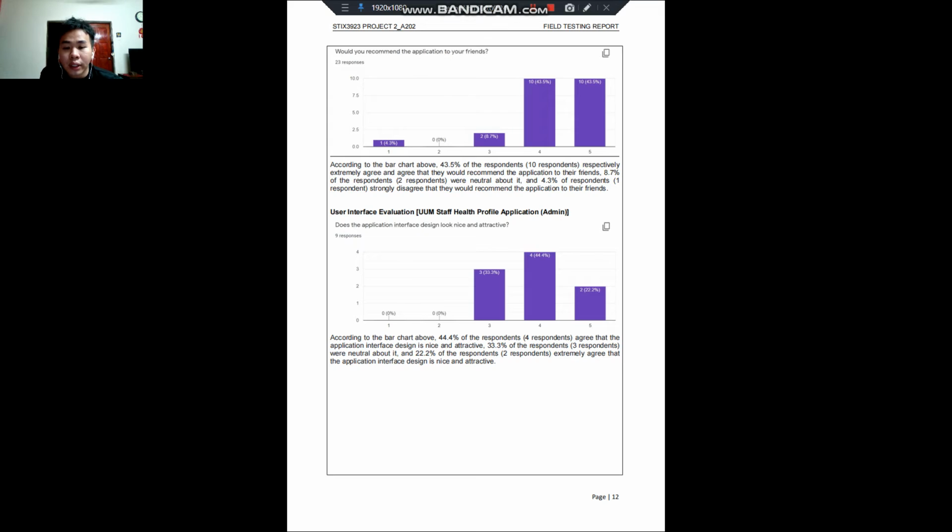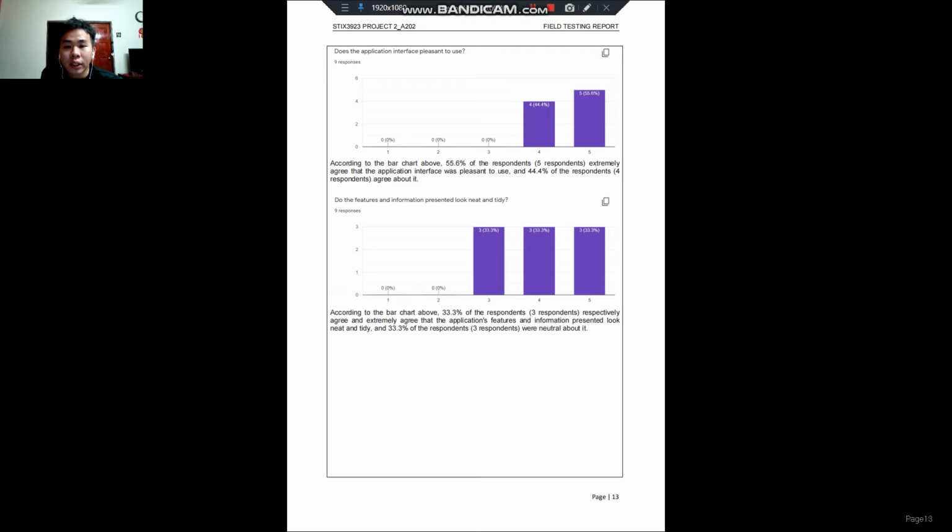So the first question is, does the application interface design look nice and attractive? 4 respondents agree, 3 respondents were neutral, and then 2 respondents extremely agreed about it. Next, for the question, is the application interface pleasant to use? 5 respondents extremely agree, 4 respondents agree about it.